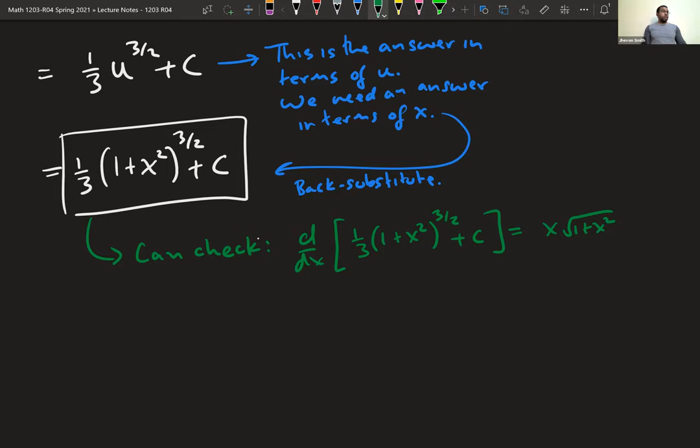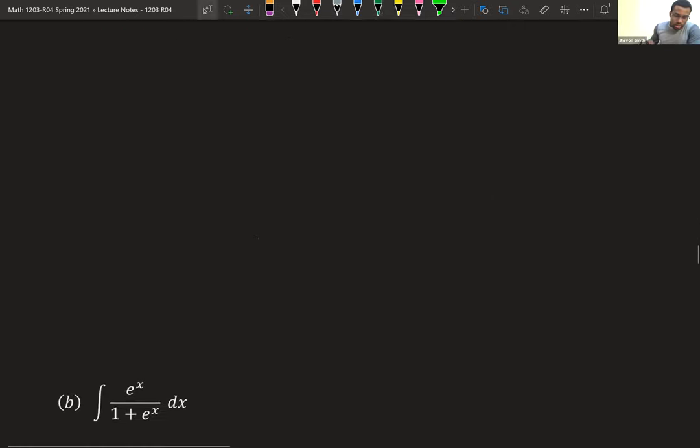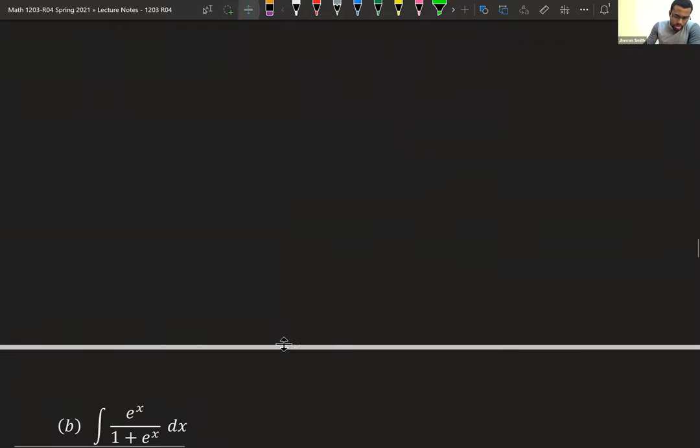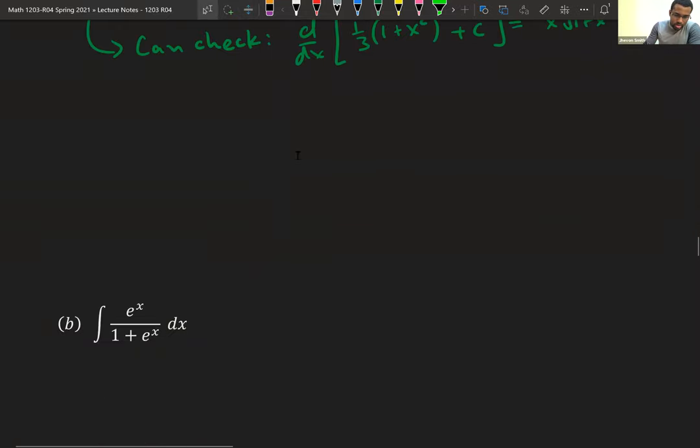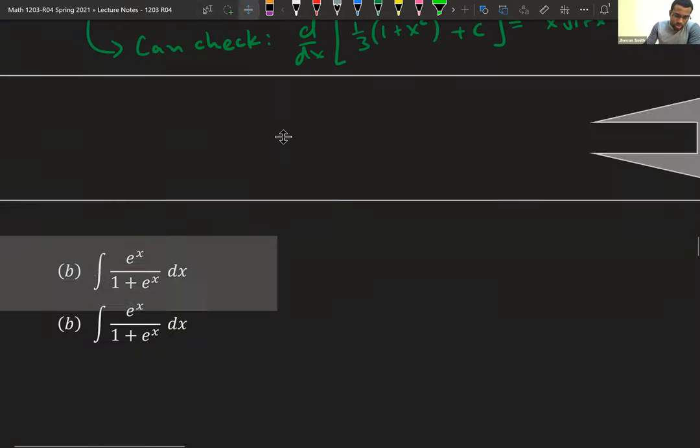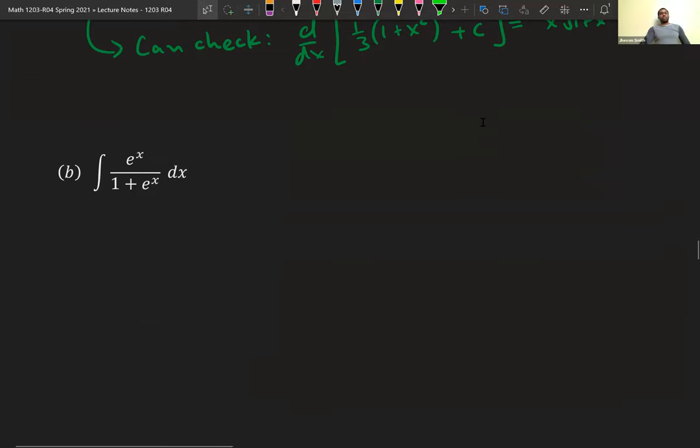All right. So hopefully that was clear. Let's do another example. Now for the other examples, I'm going to move a little bit quicker because hopefully what we've done so far was clear.